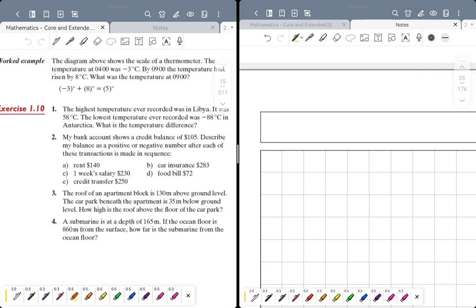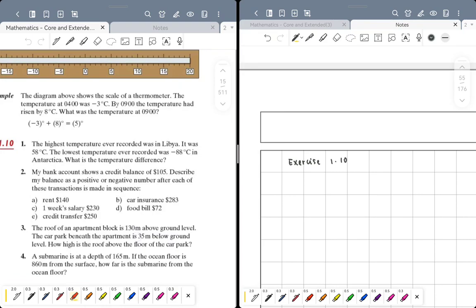Let's do negative numbers. We are going to work with some of the word problems involving negative numbers. So let's do exercise 1.10. The highest temperature ever recorded was in Libya. It was 58 degrees. The lowest temperature ever recorded was negative 88 in Antarctica. What is the temperature difference?